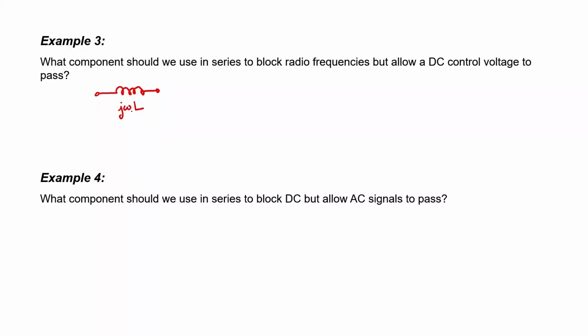In example 4, I ask what component should we use in series to block DC but allow the AC signals to pass? And of course, this should be a capacitor. The omega here is in the denominator. So as the frequency gets higher and higher, the whole fraction kind of starts to look like 0, and it's almost like the capacitor's not even there. The high frequencies just zip right through that capacitor. The low frequencies, however, are completely blocked.